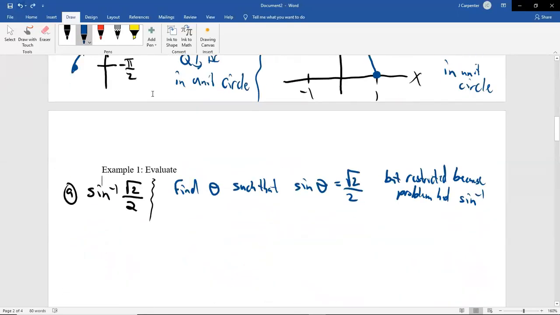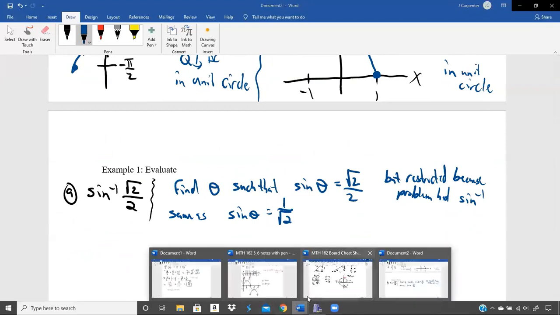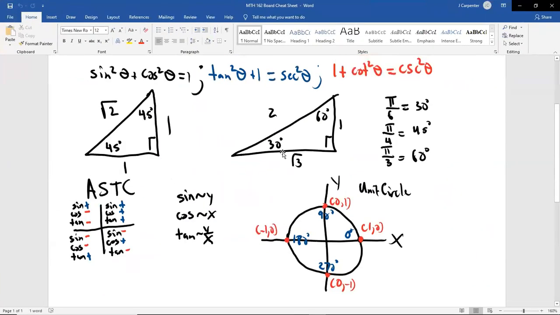Okay, so we're trying to find an angle such that the sine of that angle is square root of 2 over 2. This is the same as trying to find the sine of an angle that's 1 over square root of 2. So that tells us to use the 1, 1, square root of 2 triangle, which is right here. Sine would be 1 over square root of 2, opposite over hypotenuse. So the angle is 45 degrees, but we're going to keep everything in radians for this.